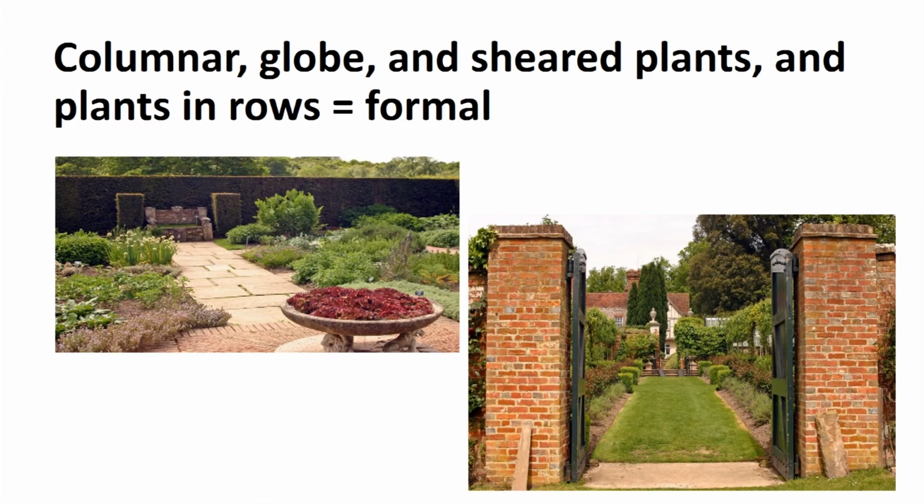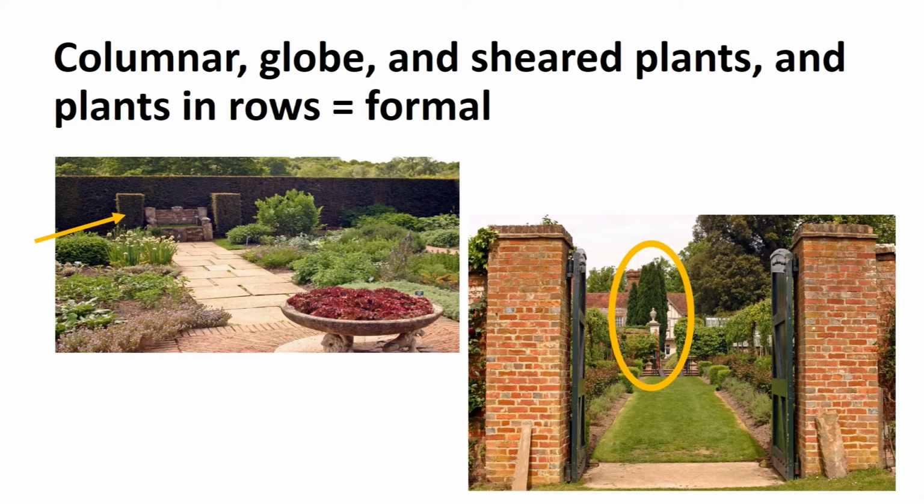Any kind of columnar or globe shaped or sheared plants are also formal elements. And it doesn't matter if they're sheared into columns or growing that way naturally. So on the left side, flanking that bench, we've got some columns that are obviously sheared that way. But on the right side, we've got very tall columnar evergreens, columnar arborvitae in the back here. They're growing that way naturally. That's their natural shape, but that shape is naturally a formal element.